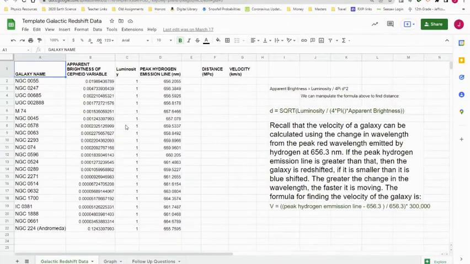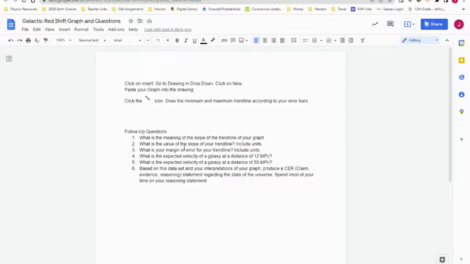When you click on the Sheets document, this is the information you are given. At the bottom, you can see there is the Galactic Redshift data tab. That's what you're on right here. You are asked to put the graph into this tab and then the follow-up questions here. I actually took these two tabs out, and that's what you're going to do in this document right here. These are the questions, and then you're going to insert your graph over here, and I'm going to show you how to do that.